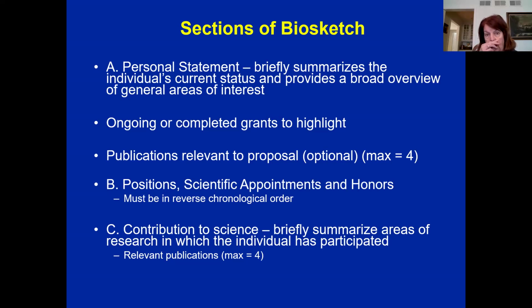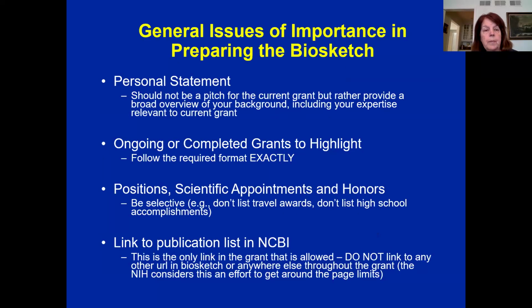Then there's a section on ongoing or completed grants. There's an optional section for publications that you might have relevant to the proposal. Then there's a required section on positions, scientific appointments, and honors. And then the bulk of the rest of the Biosketch is this section called Contributions to Science, where you're supposed to briefly summarize the research that you've done. And I'm going to go through each of these, and I'm going to talk about what I think are important things to include, and also, as I said, give you some examples.